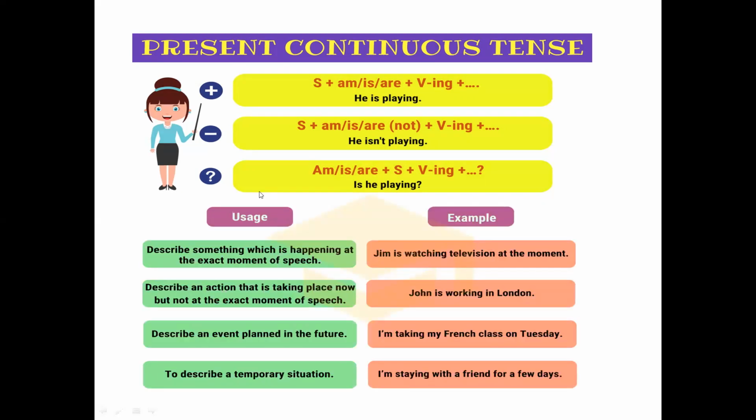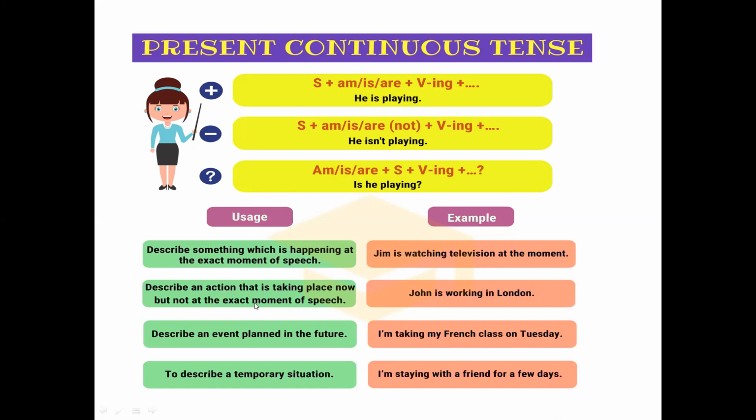Now their use. They describe something which is happening at the exact moment of speech. What I mean to say is that when we are speaking, if something is happening at that time, then that thing is denoted with present continuous. Like Jim is watching television at the moment, Ram is eating, Sita is sleeping. These all are the things which are happening when I am speaking. So that is why they are represented in continuous.